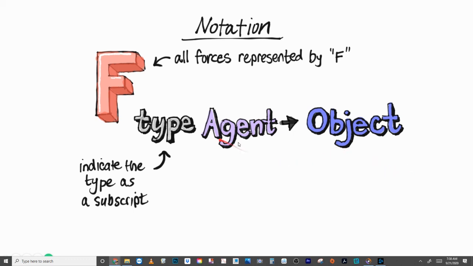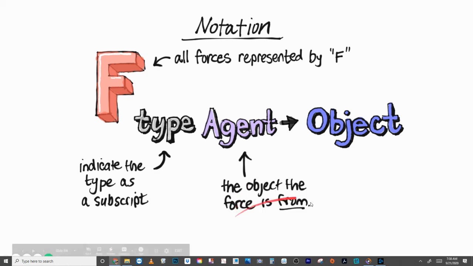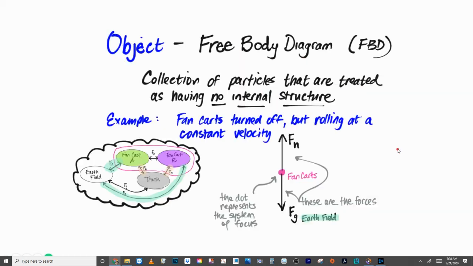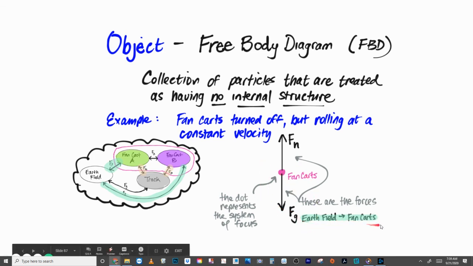The agent is basically a special object that's outside of the system of focus, right? So it's basically what the force is coming from, and it's like the doer, the dealer. And then the object that we're looking at, that we're focused on, is the feeler. And this is the object the force is on. So this would be like the force of gravity by the earth on me. That would be one way to look at it. So looking at that, we can then come back to this and say, hey, look, earth field acting on the fan carts. So this is a complete notation there.